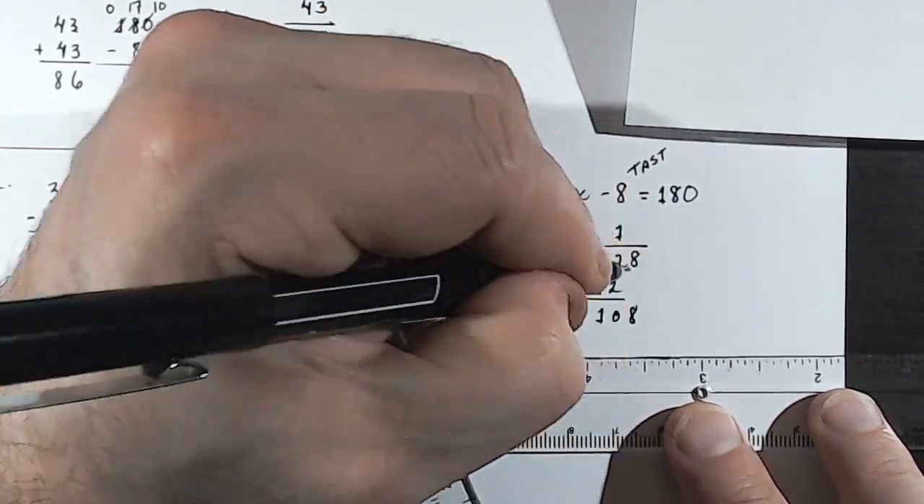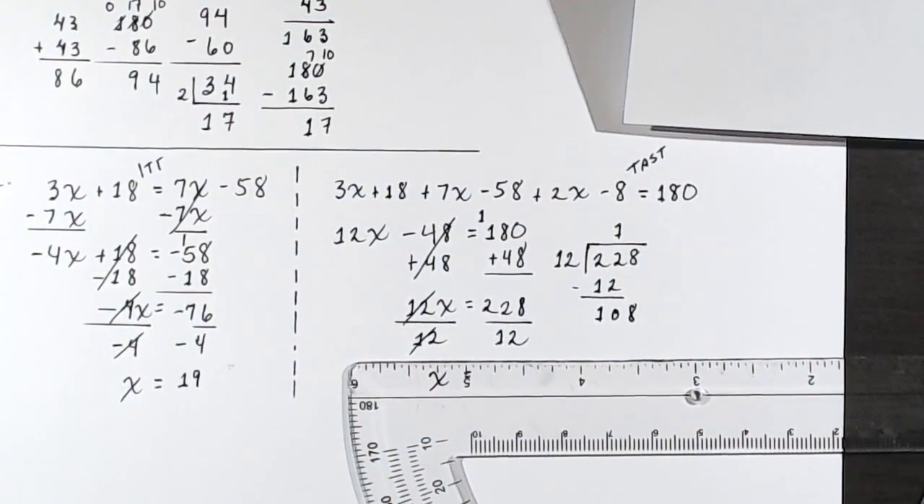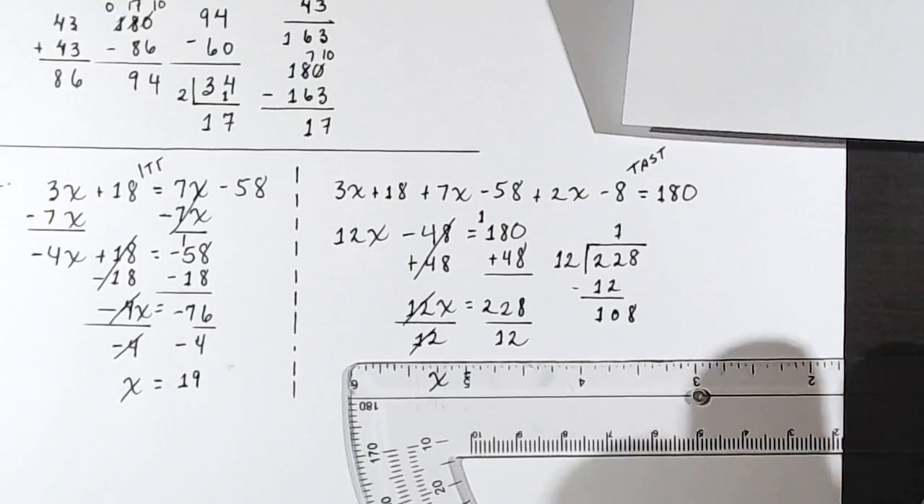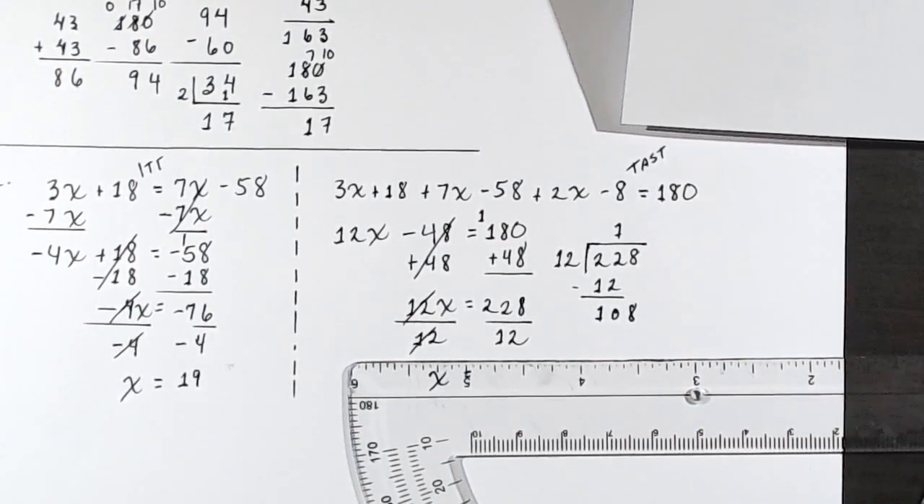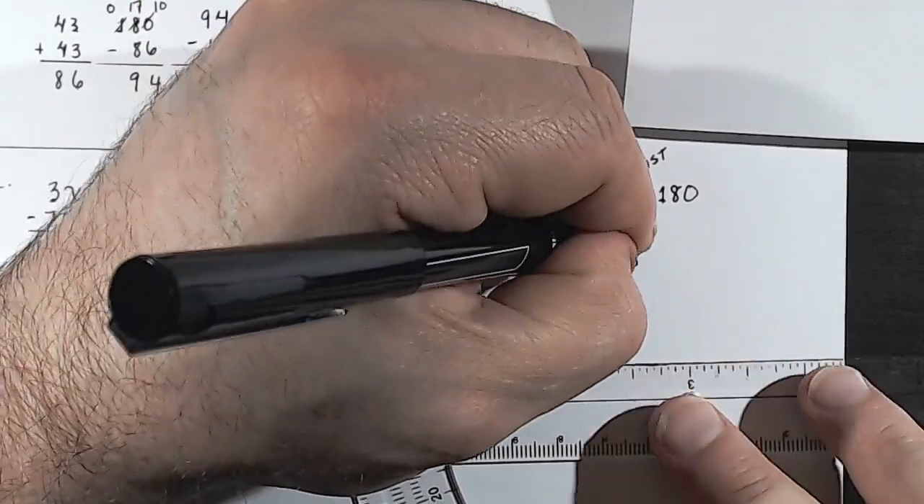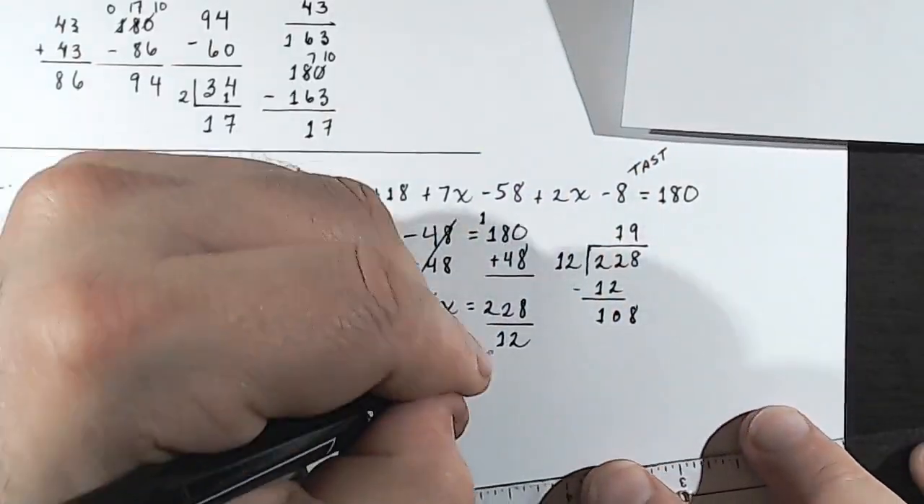$108. How many times will 12 go into 108? Well, 8 times 12 is 96. So 96 plus 12 is 108. So it is 19. Whew.